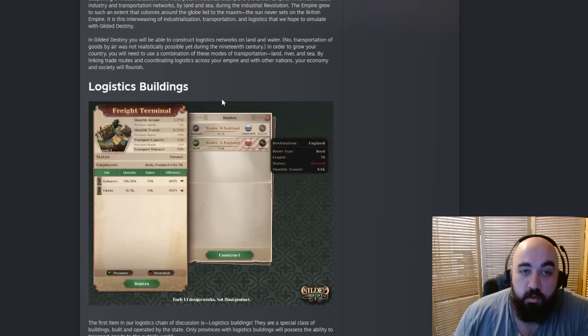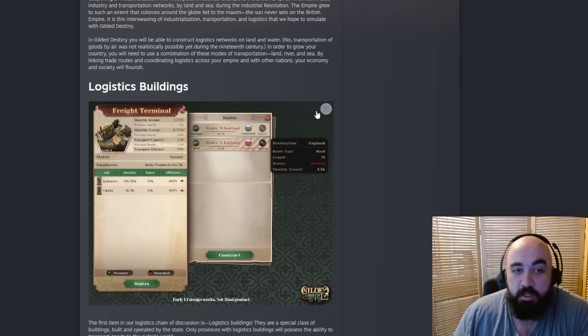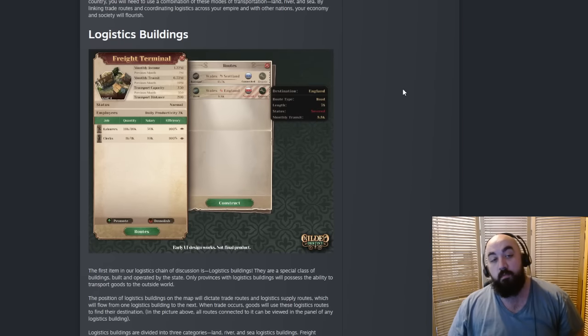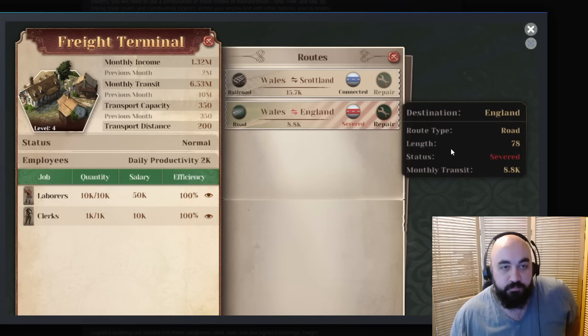"In Gilded Destiny, you will be able to construct logistics networks on land and water. No, transportation of goods by air was not realistically possible yet during the 19th century." Boo, no zeppelins. Okay. "In order to grow your country, you will need to use a combination of these modes of transportation: land, river, and sea. By linking these routes and coordinating logistics across your empire with other nations, your economy and society will flourish." And we have logistics buildings.